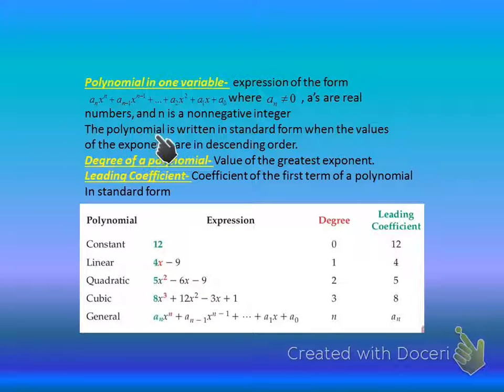So these 2 lines here are pretty important because you'll have to do this. A polynomial is written in standard form when the values of the exponents are in descending order. So you go from the highest and work your way down, just like how your synthetic division problems are set up. x to the 5th, x to the 4th, 3rd, 2nd, 1st, and so on.